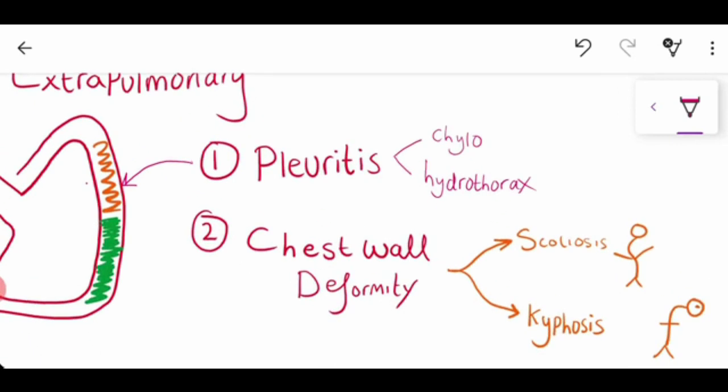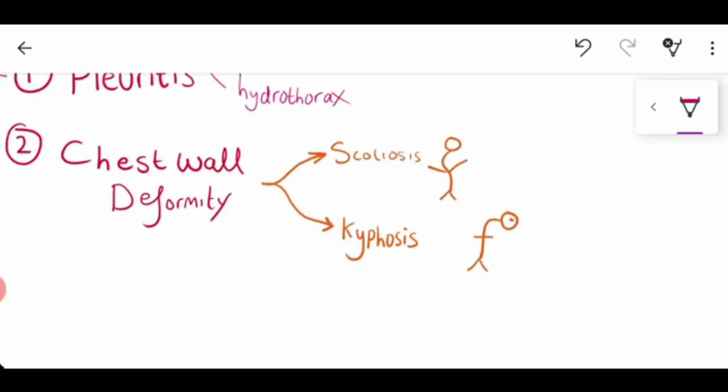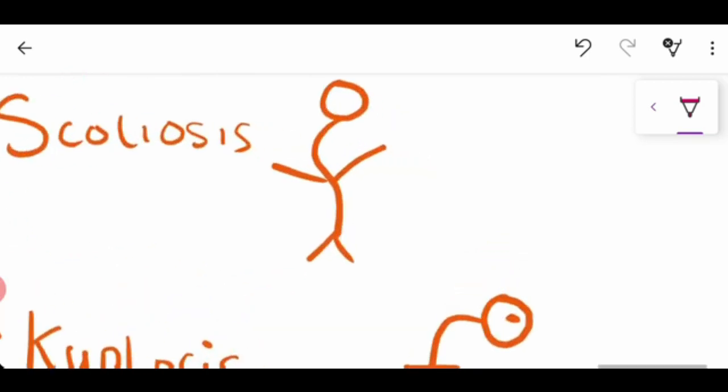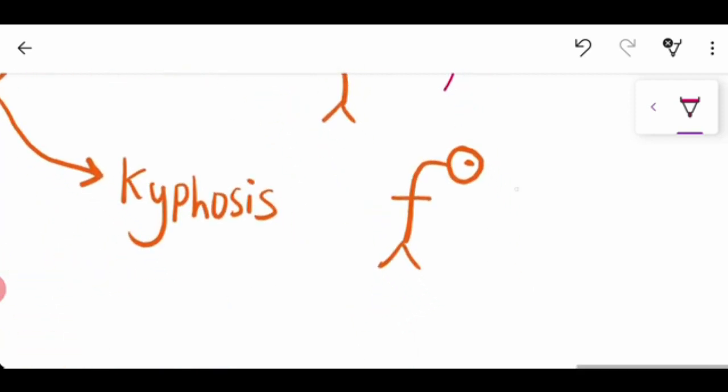Chest wall deformities. These are regarded as restrictive as well. For example, two simple ones: scoliosis, where someone will have an S-shaped spinal configuration, and kyphosis, where they have a walking stick configuration to the spine.